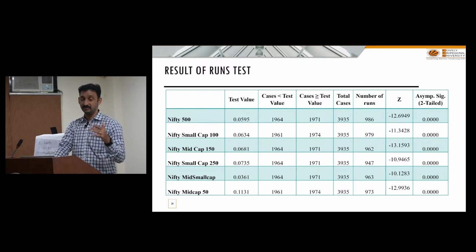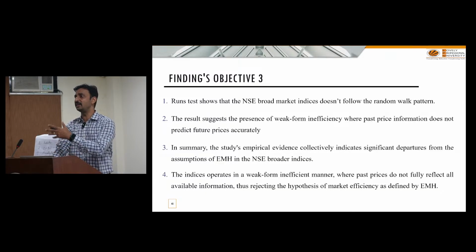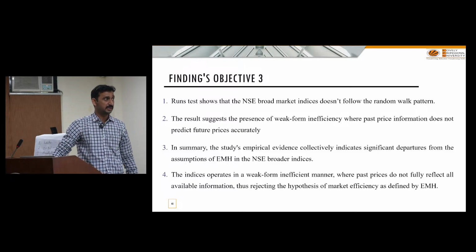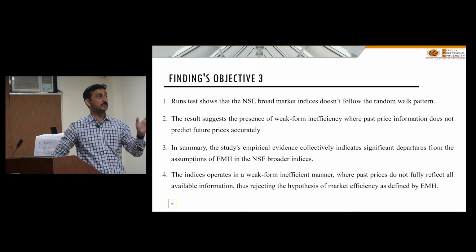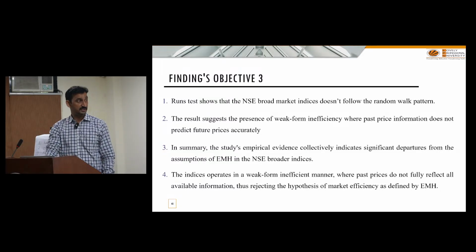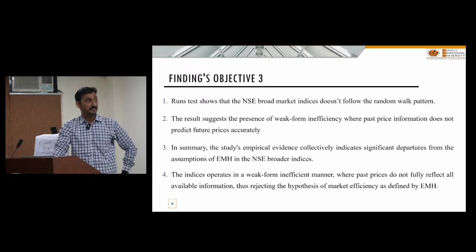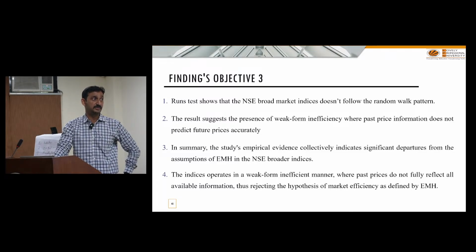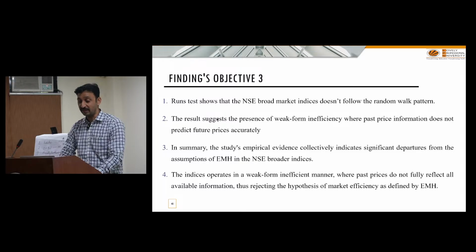Yes, this is a weak form of efficiency where the price does not predict the future price accurately, because there are a lot of factors like information asymmetry and herd behavior, and all those factors are always there. In summary, the empirical evidence collectively indicates significant departures from the assumptions of EMH. So yes, definitely, that is also in line with past research. The indices operate in a weak efficiency manner where the past price does not fully reflect all the available information, thus rejecting the hypothesis, with a specific focus on the mid-cap and small-cap segments.